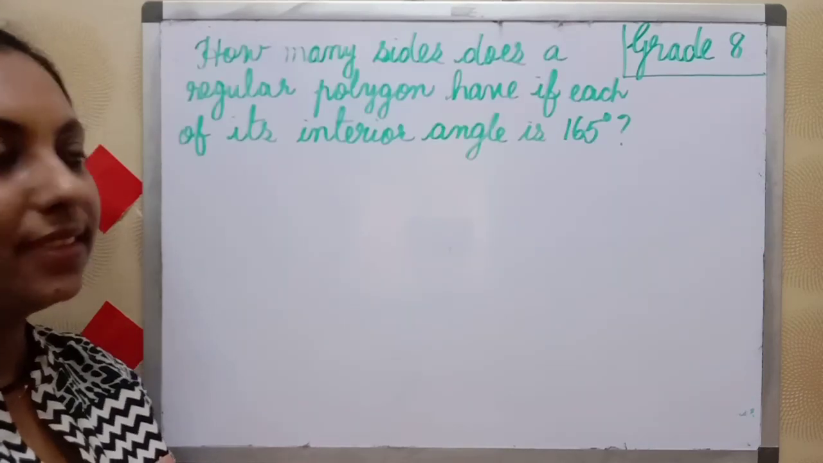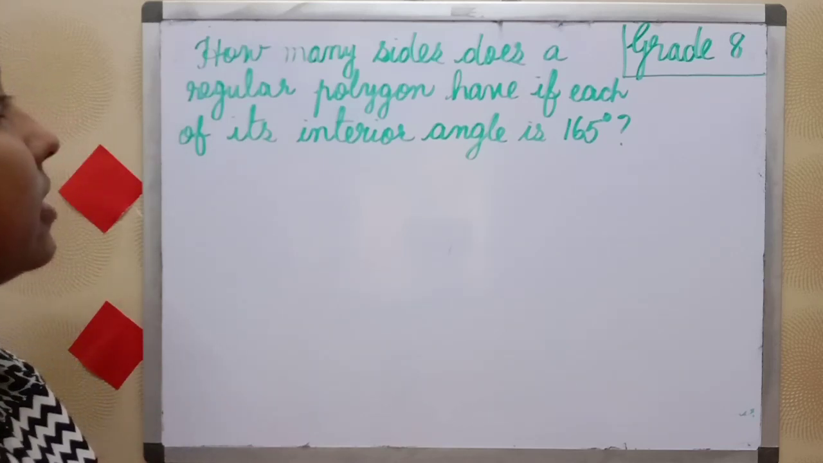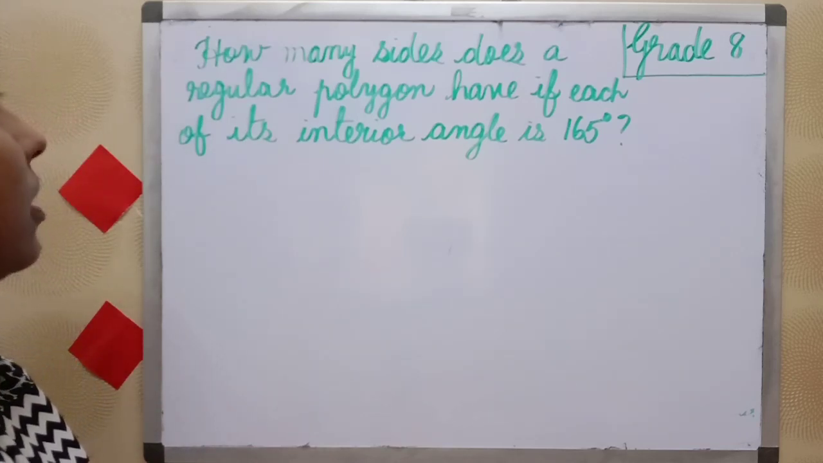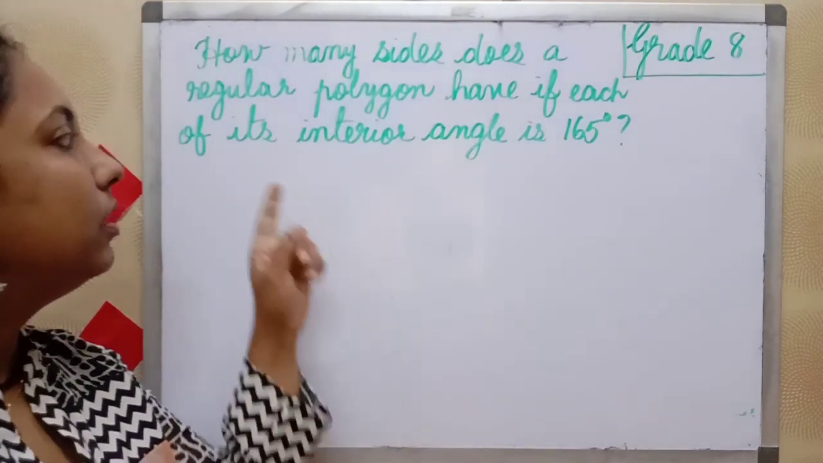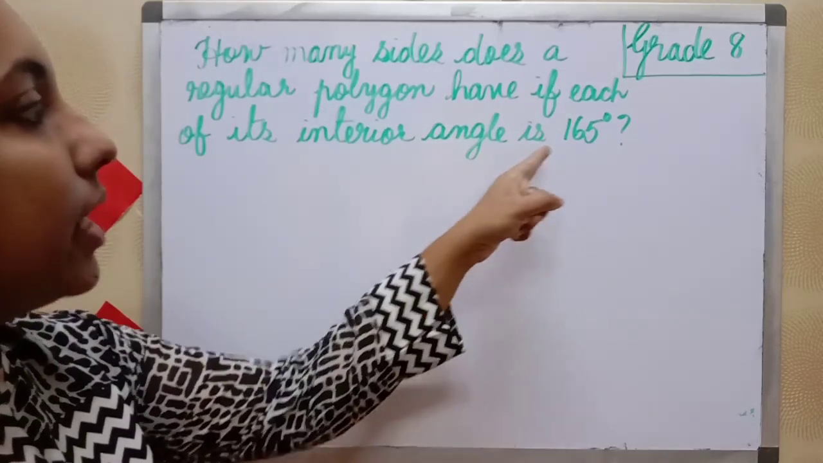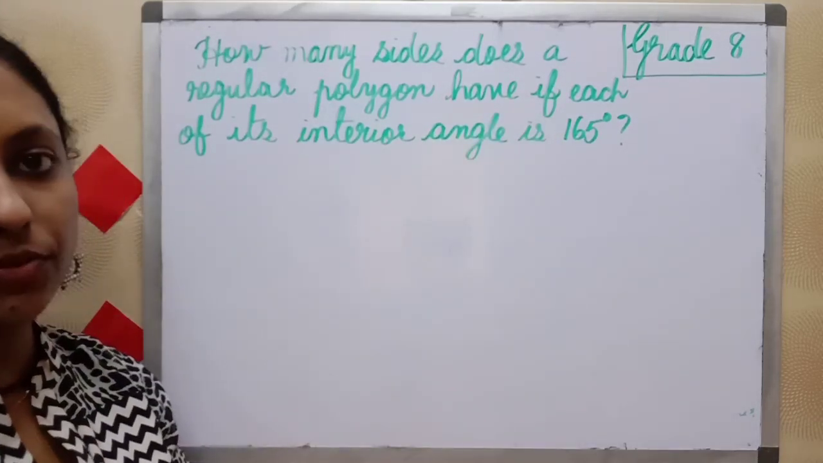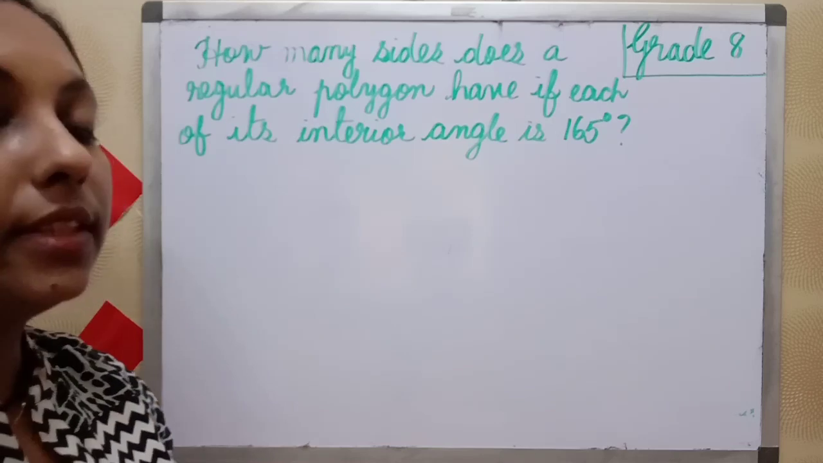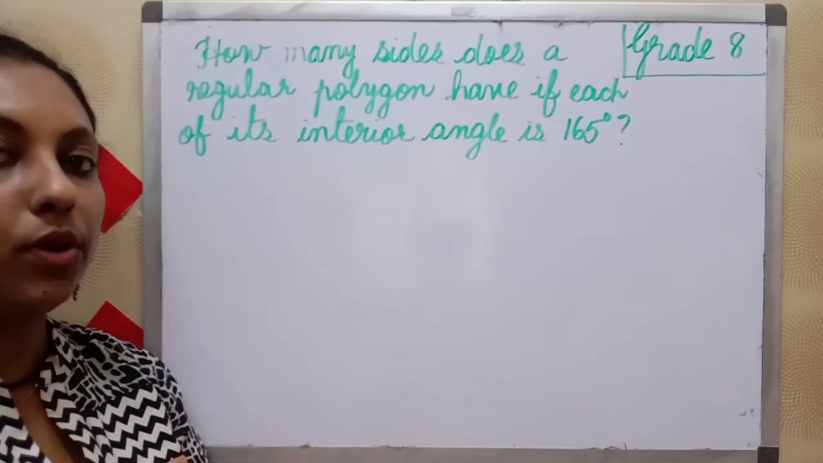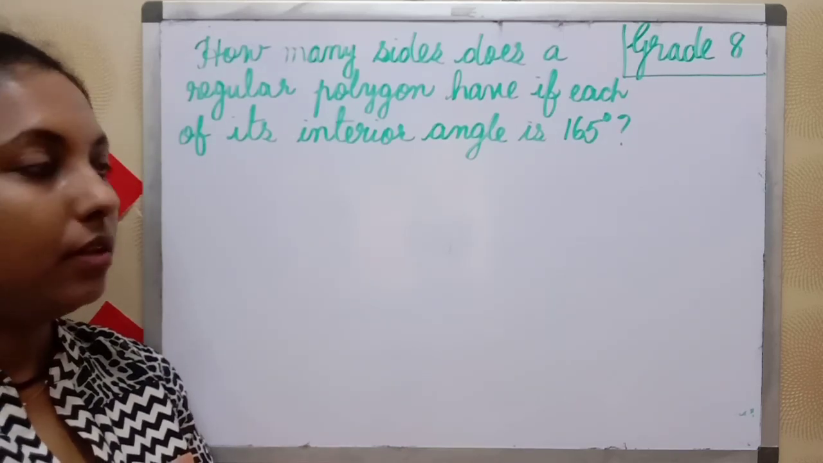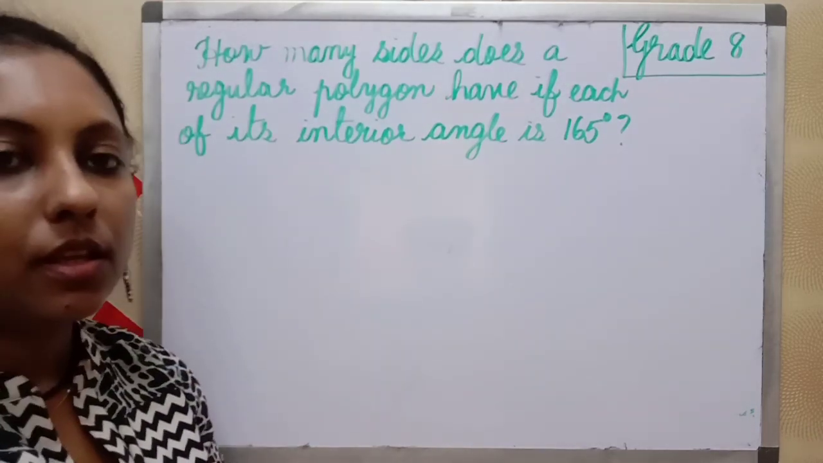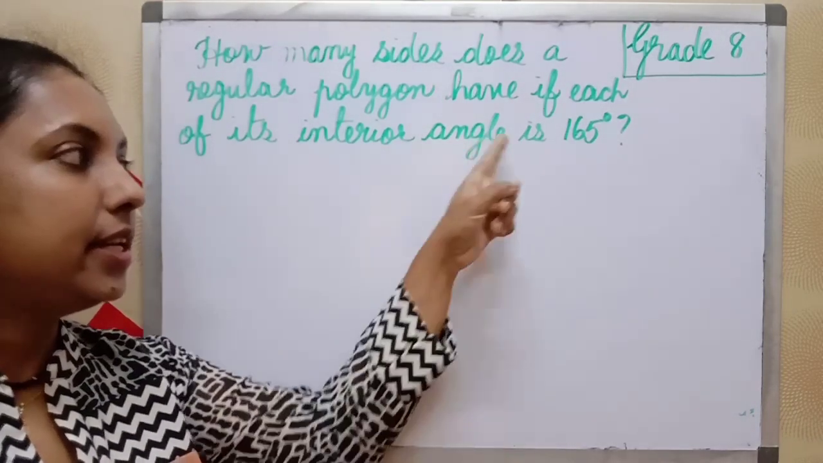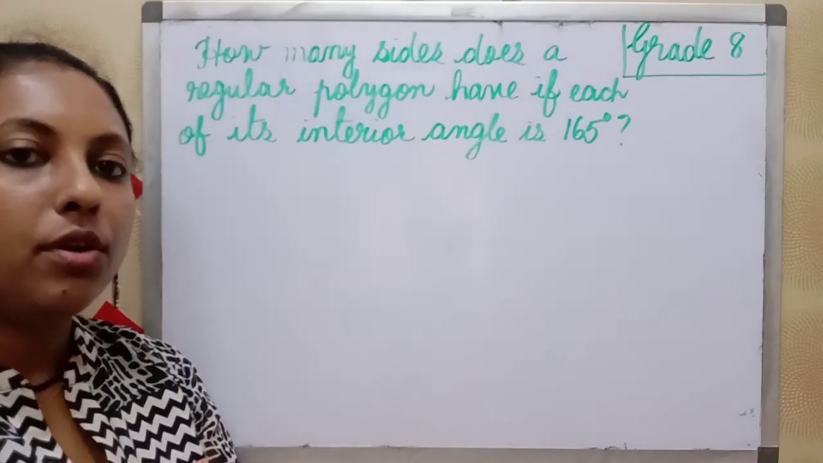Next question. How many sides does a regular polygon have if each of its interior angles is 165? Here one interior angle is given, 165. We have to find the number of sides of a regular polygon. So first what we have to find? One exterior angle first we have to find.